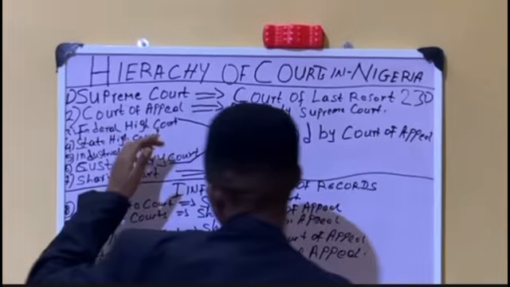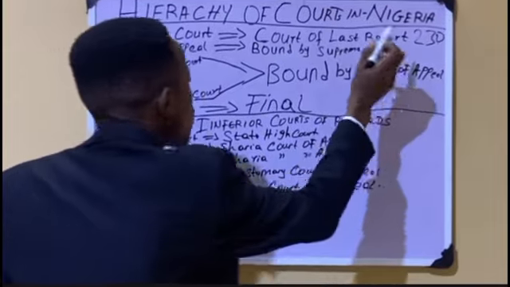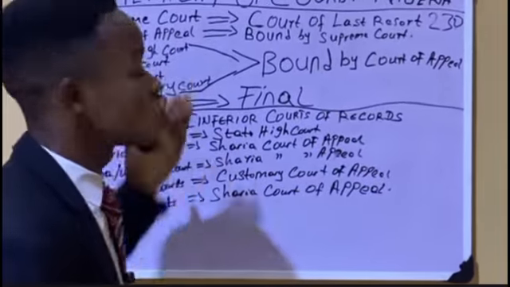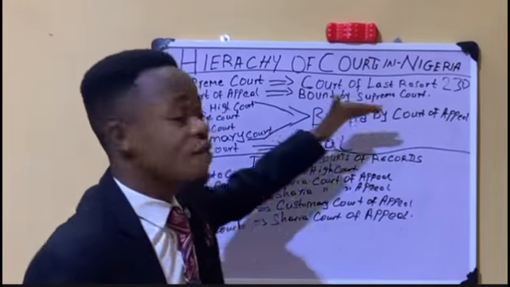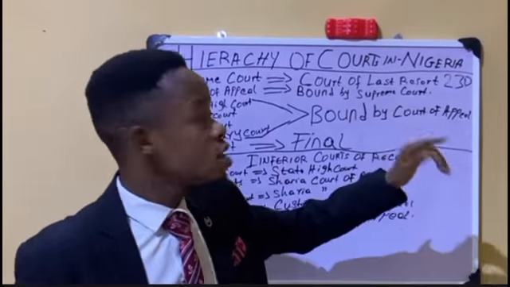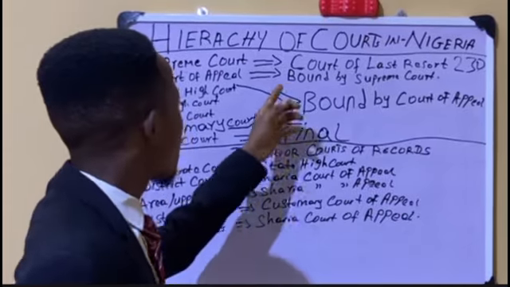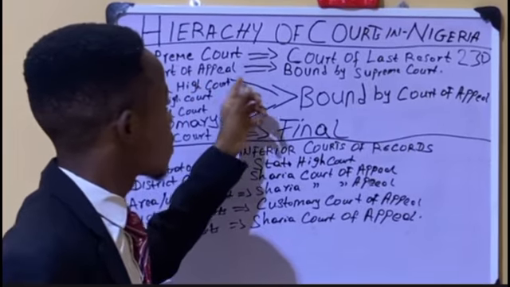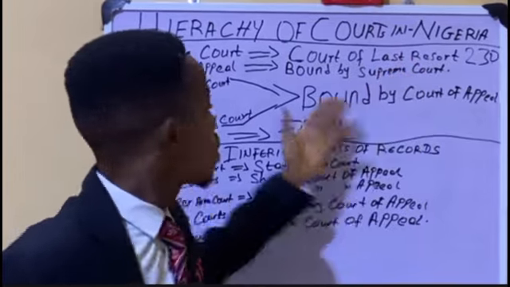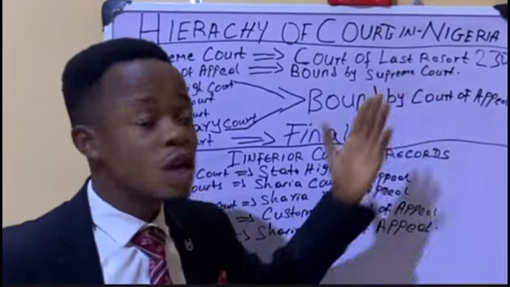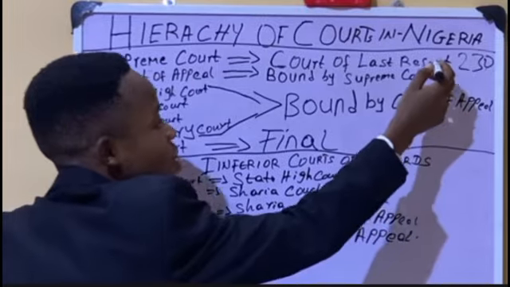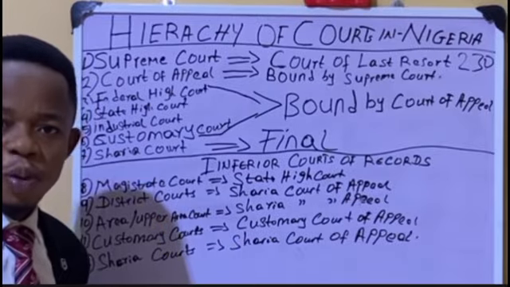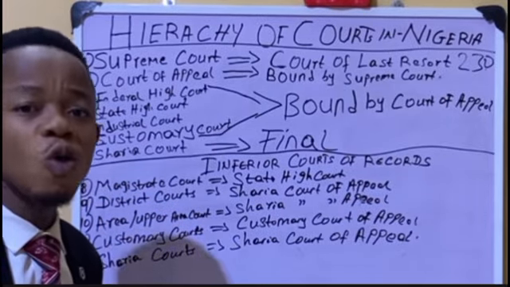Then we have the Court of Appeal. The Court of Appeal is next to the Supreme Court. Before anything the Court of Appeal gives as a judgment, the Supreme Court can overrule it, or the Supreme Court can reverse the judgment. The Court of Appeal is bound by the Supreme Court. Are we together? Court of Appeal is bound by the Supreme Court, meaning that whatever the Court of Appeal has given as a judgment, you can actually appeal it to the Supreme Court. Are we together? I hope you are following.